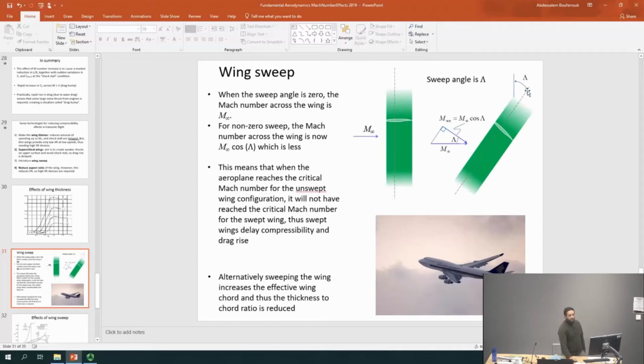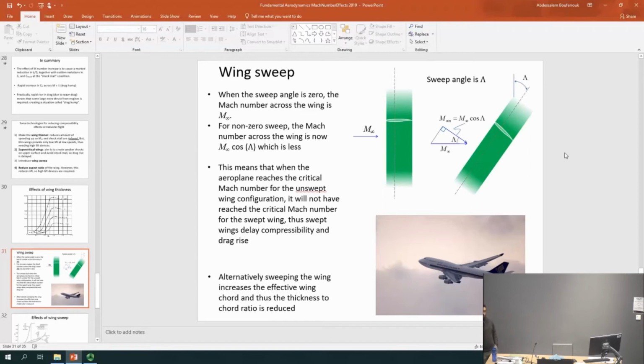Anyway, so you introduce this sweep, usually either at the leading edge or quarter chord, it doesn't matter. So there is an angle there, typically around 15, 20, 25, something like that. So in this case, what the wing actually sees, it doesn't see M infinity. It actually sees M infinity cosine of that angle, which is obviously a reduced Mach number, which is good news.